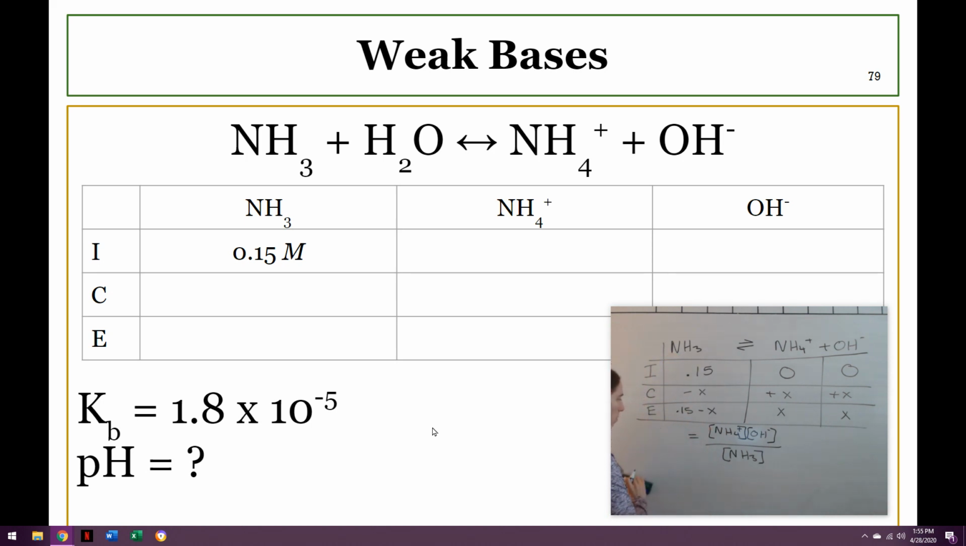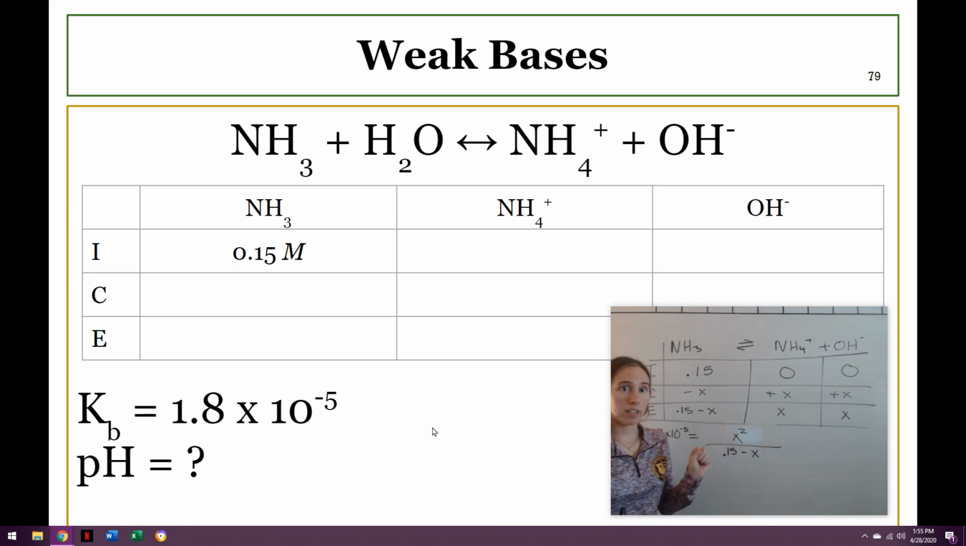Because we know what Kb is, we can plug that in, 1.8 times 10 to the negative 5. And then we have NH4 and hydroxide are both equal to x. So let's just substitute that in there. So we have x squared, and then we have 0.15 minus x in our denominator from here. So we have equilibrium concentrations for all of our compounds here.